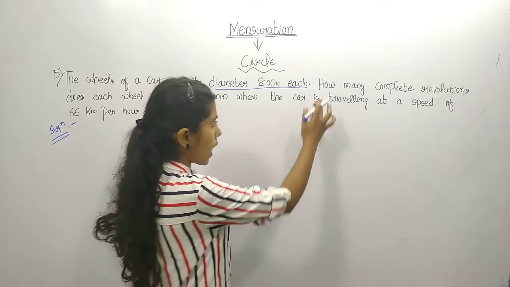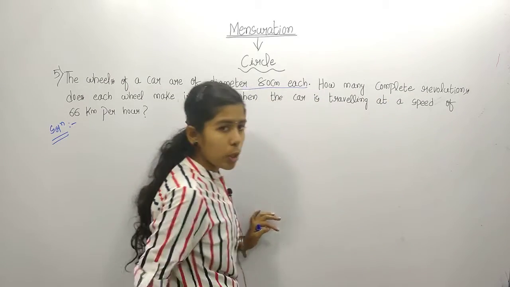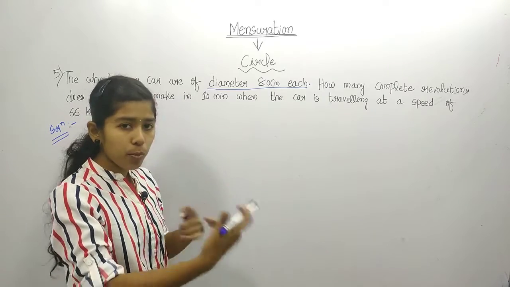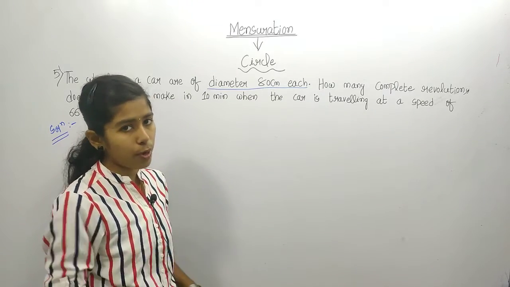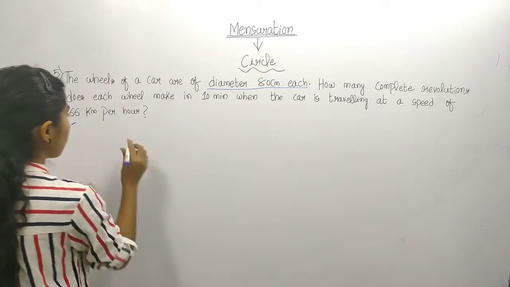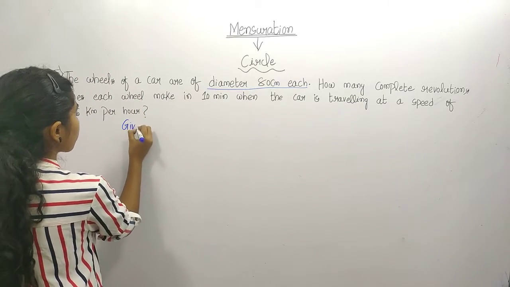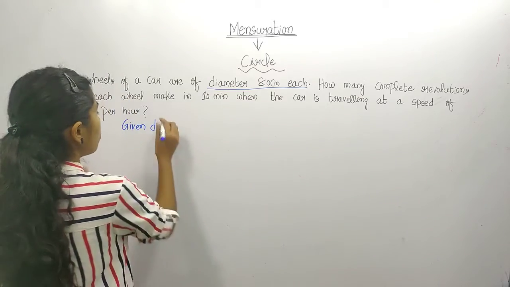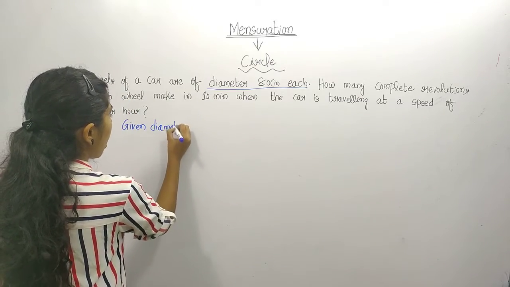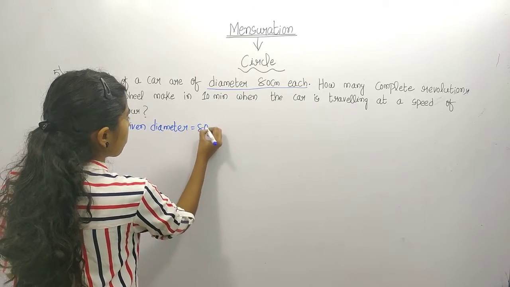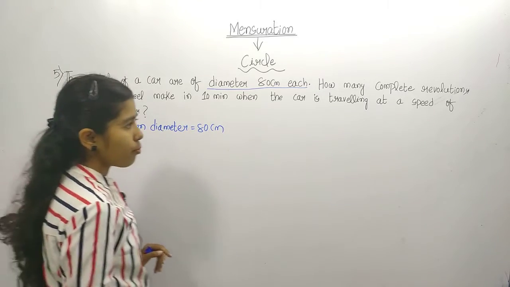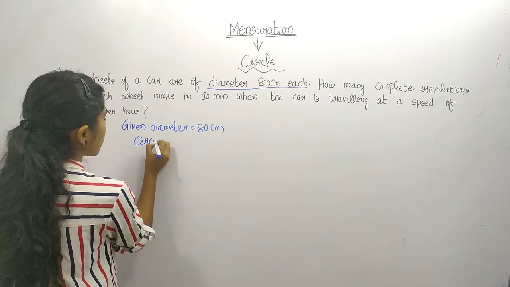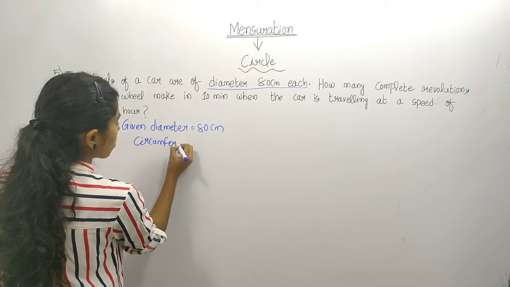So here it is asking about complete revolution, which means the wheel will move. So you have to find the circumference. Okay, so what is given? The wheel of a car is a circle, so the diameter is given as 80 cm. What you have to find is the circumference.